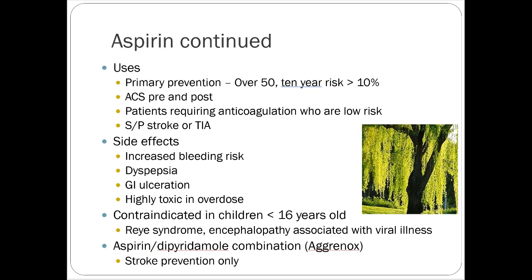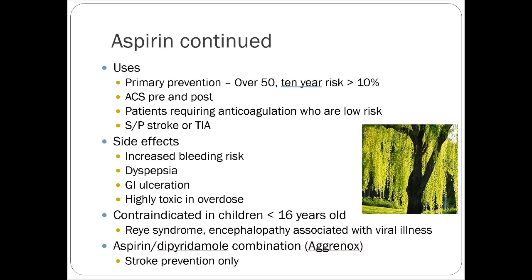Dyspepsia I talked about, GI ulceration, just like any non-steroidal anti-inflammatory agent. These aren't technically NSAIDs, but they work on the same pathway, so they can decrease those good housekeeping prostaglandins and prostacyclins that we like in our GI tract, possibly putting people at risk for that. Aspirin is really toxic in overdose, so that's one thing to consider too, especially in mental health patients. And it's contraindicated in children less than 16 years old.